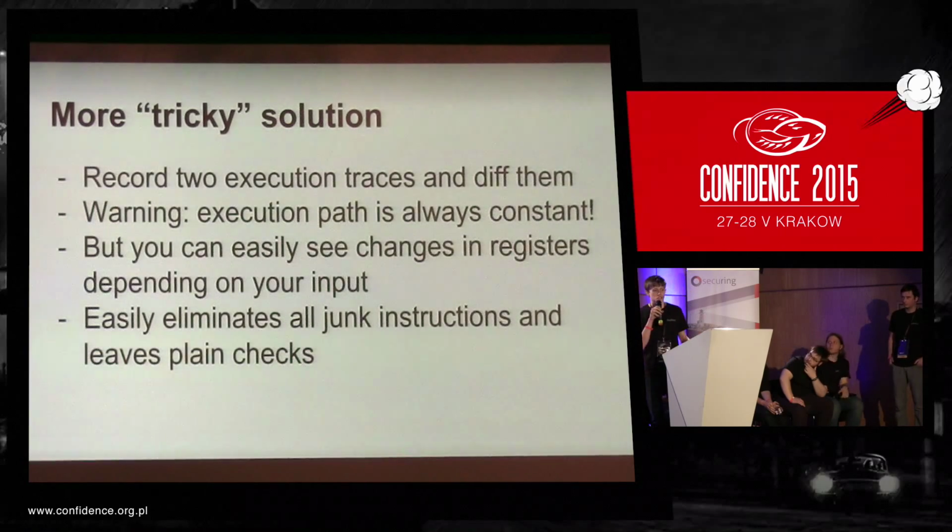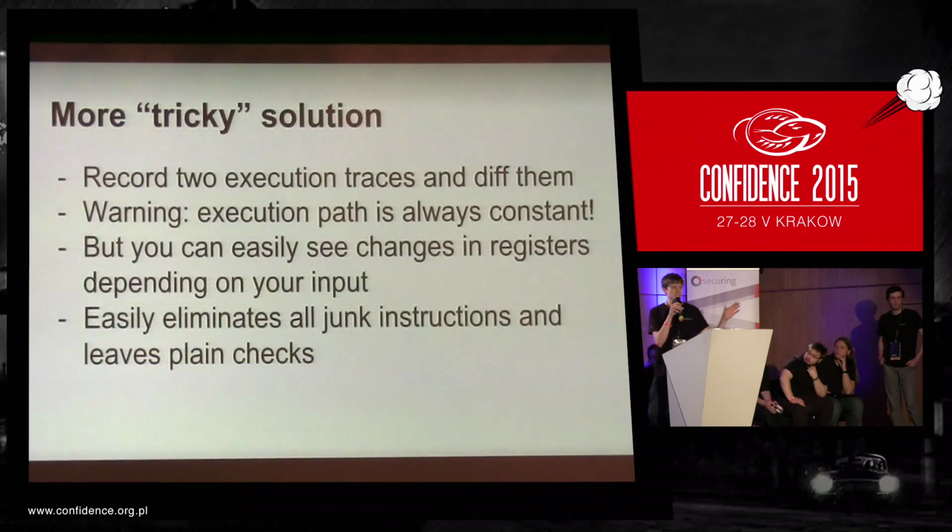You could record 2 execution traces with different passwords, different flags. For example, you enter some text, change one bit, for example in the first byte, and compare the traces. The execution path was always constant, but if you log the register values and see the differences, you could easily spot the algorithm and see what's happening. So that was really easy to do, but a bit tricky.